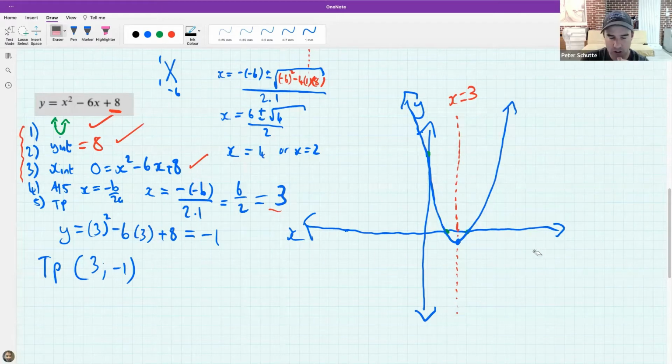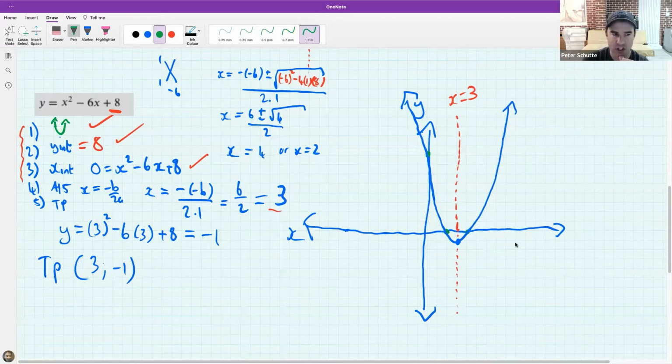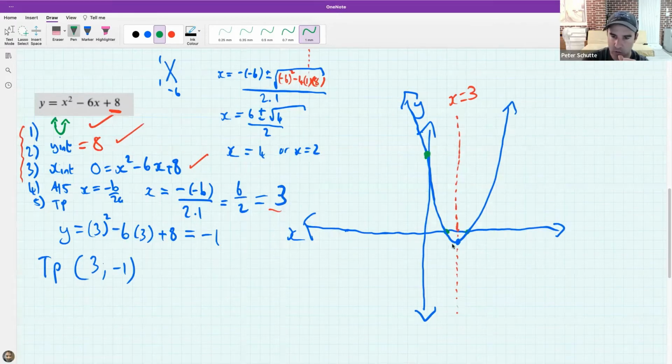Now, what have I forgotten to do that I need to do in order to get full marks for this? Tell me in the chat. I've left something out. I need to do something still in order to get full marks for this question. Okay, I need to label.